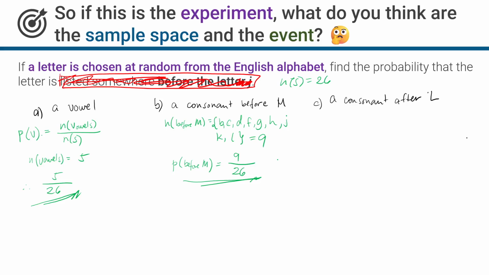Okay. Next is the consonant after L. So let's see what is the consonant after L. The consonants after L are what? L, M, N, O, P, Q, R, S, T, U, V, W, X, Y, and Z. Okay, so we have 1, 2, 3, 4, 5, 6, 7, 8, 9, 10, 11, so we have 12. So the probability after L is 12 over 26, or simplified, 6 over 13.